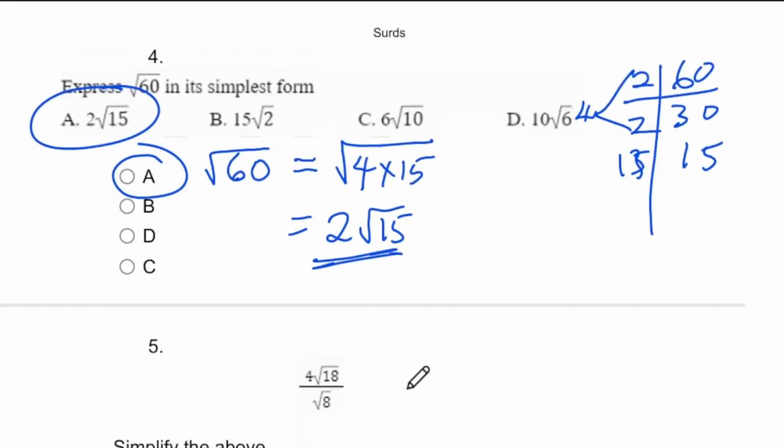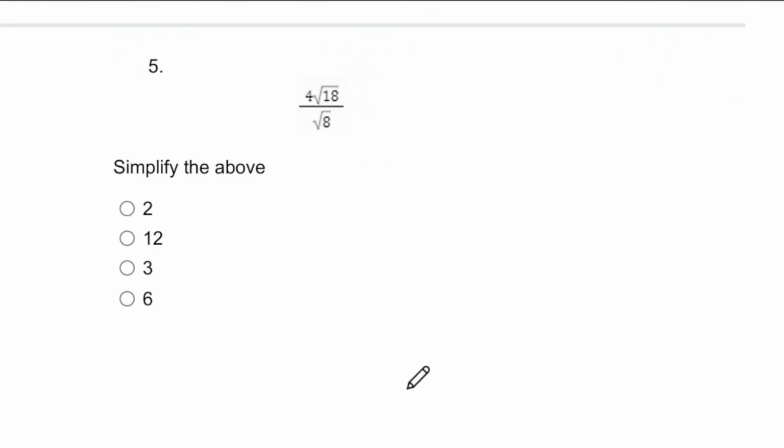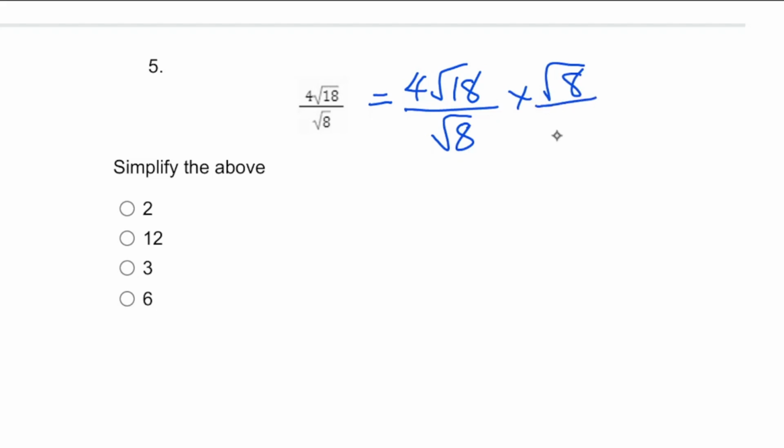The last question we have here is question 5. Simplify this. You are going to rationalize here, because you can't have a root as the denominator. That means we multiply both the numerator and the denominator by the denominator. That is going to be 4 root 18 divided by root 8, times root 8 over root 8.